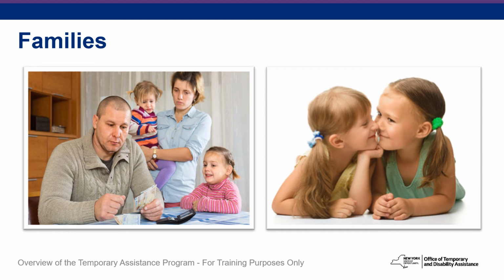A minor child is defined as being under the age of 18 or under the age of 19 and a full-time student regularly attending high school or an equivalent level of technical or vocational training. TA rules dictate that in order to receive family assistance, parents must apply with their minor children, and minor children must apply with their parents.